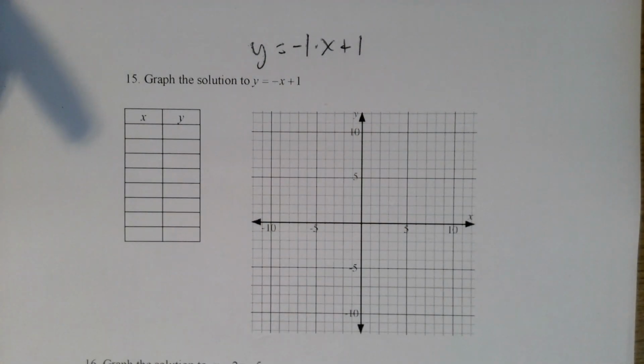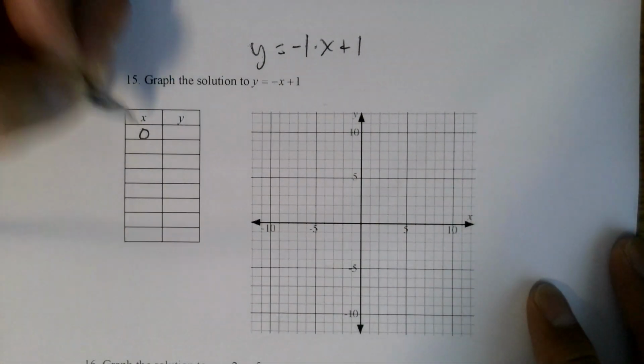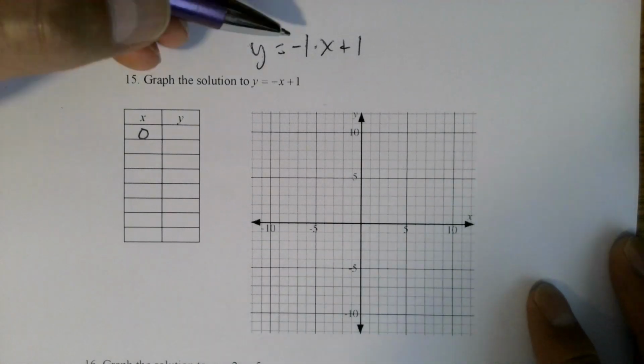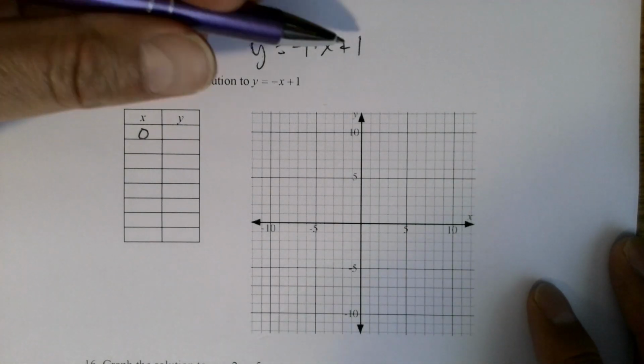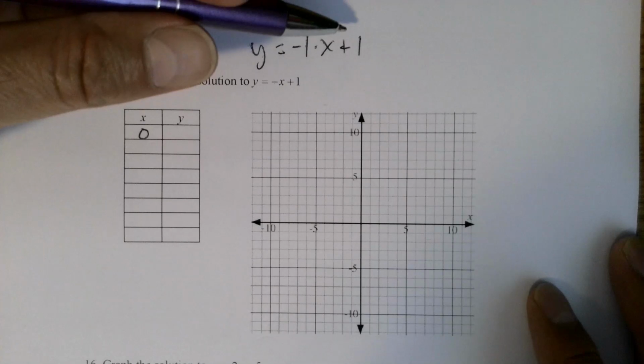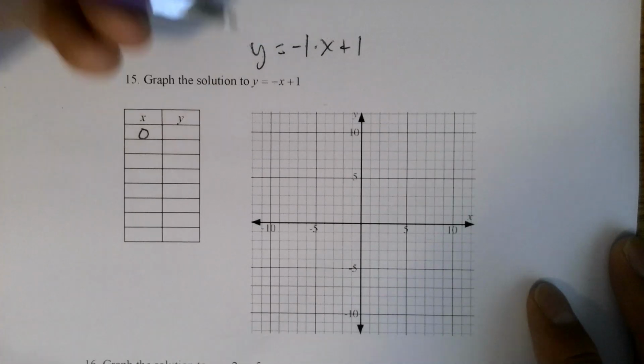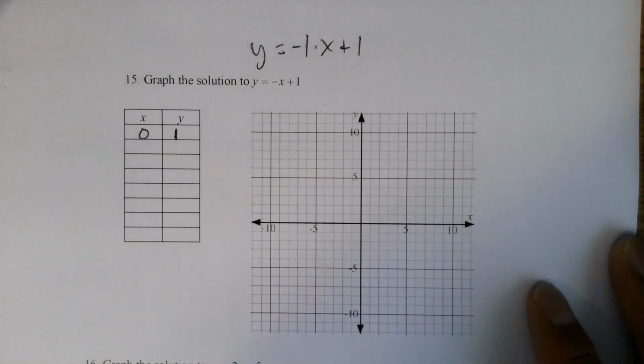Okay, I'm going to start with 0 again because 0 is easy. Negative 1 times 0 is 0, plus 1 is 1. So the right side is going to simplify to 1 if x equals 0, which means y should equal 1 if the left side is going to equal the right side.